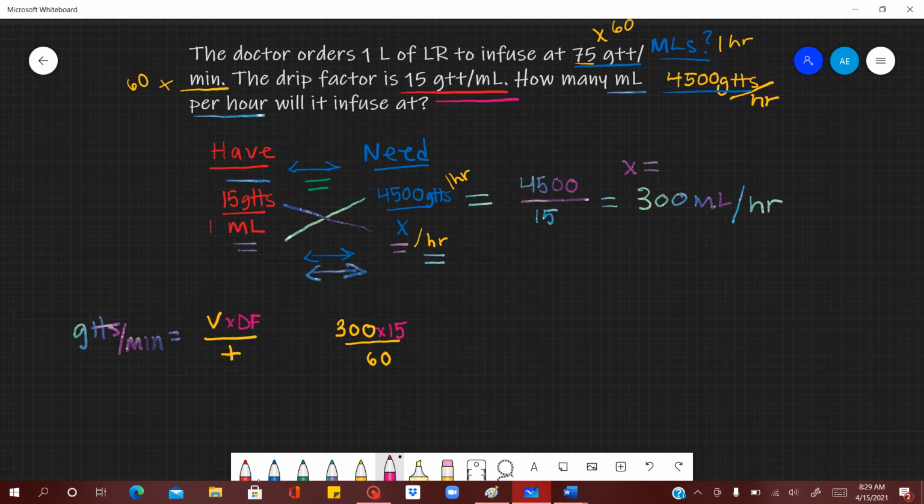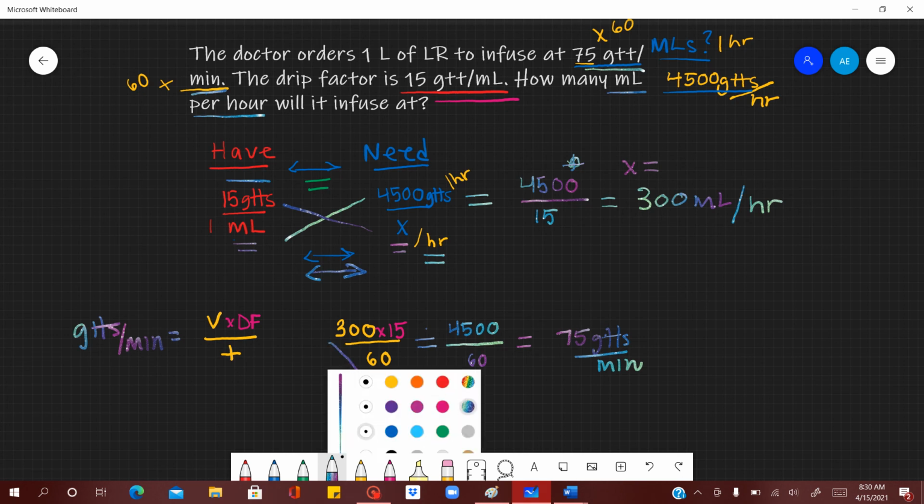And now we can solve for drops per minute. Let's see, 300 times 15 is 4,500, which I'm feeling good about because we've got 4,500 up here, what we solved for. And we're going to divide that by 60. And we're going to end up with 75 drops per minute, which is what we started with in the beginning of the problem. So I know that 300 milliliters per hour is the correct answer.